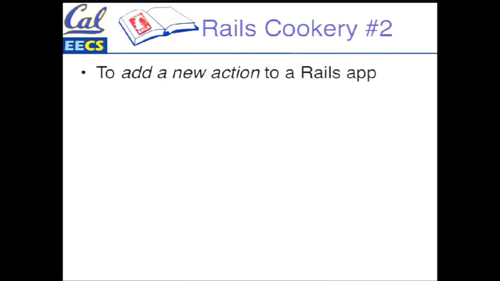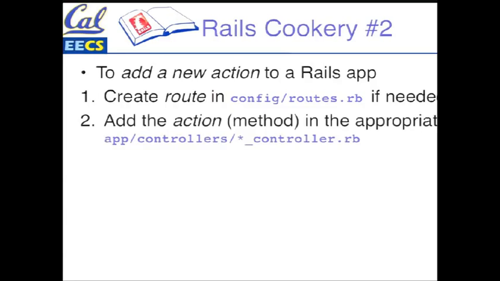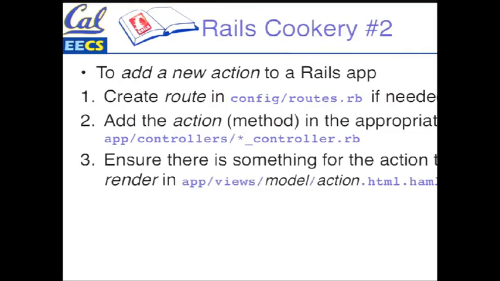So to add a new controller action to a Rails app, you have to first make sure that there is a route that is going to eventually route to that action. If not, you have to create one in routes.rb. You have to add the actual code, in other words, the method in the appropriate controller file that will do whatever that action is. And you have to ensure that there's something that the action can render when it's all done. From our question before, every trip through the controller has to end with returning something.